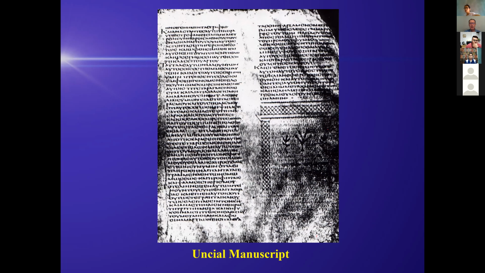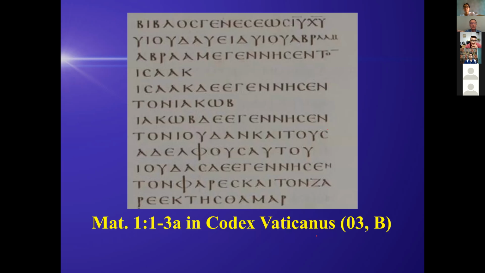Now here is a picture of a uncial or majuscule manuscript. Notice how the words are all together. They're not divided. There's very little punctuation. And this is the actual copy of Matthew 1:1 to 3a in Codex Vaticanus. So if you look at the upper left side, you might be able to see BIB, Biblos, and then it goes on, the book of the generations of Jesus Christ, and goes on like that. That is what a uncial manuscript looks like.